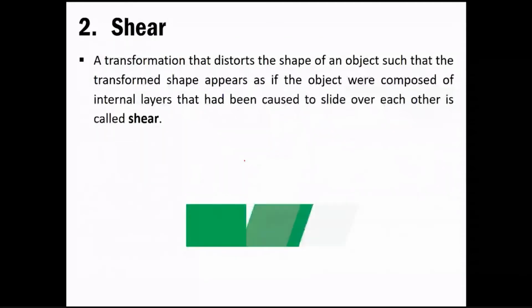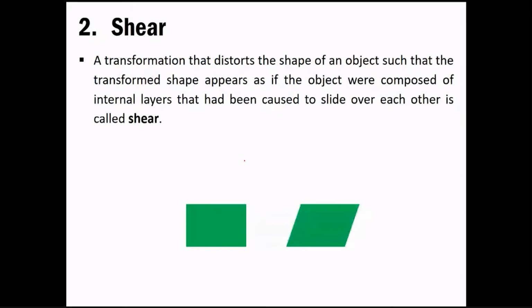Okay, so now what it says is it appears as if the object were composed of internal layers that have been caused to slide over each other. Okay, so whatever we have in our hand, we are trying to create internal layer kind of things, and then we are actually sliding them over each other so that we get an effect that okay, it is slanting forward or slanting backward or something like that.